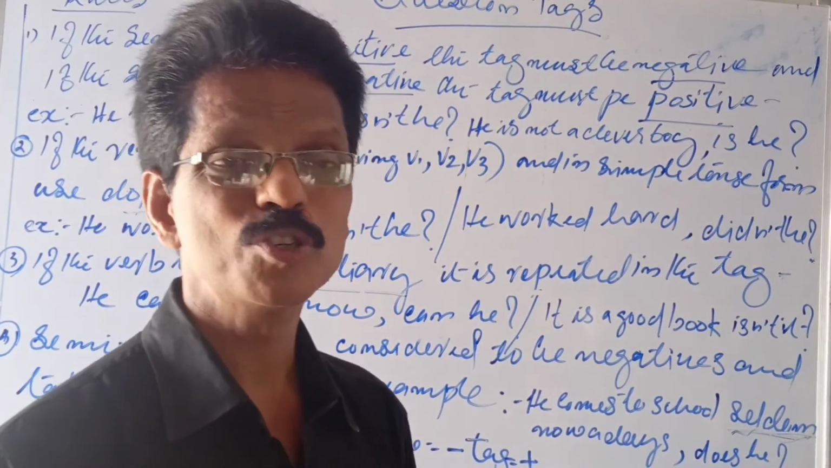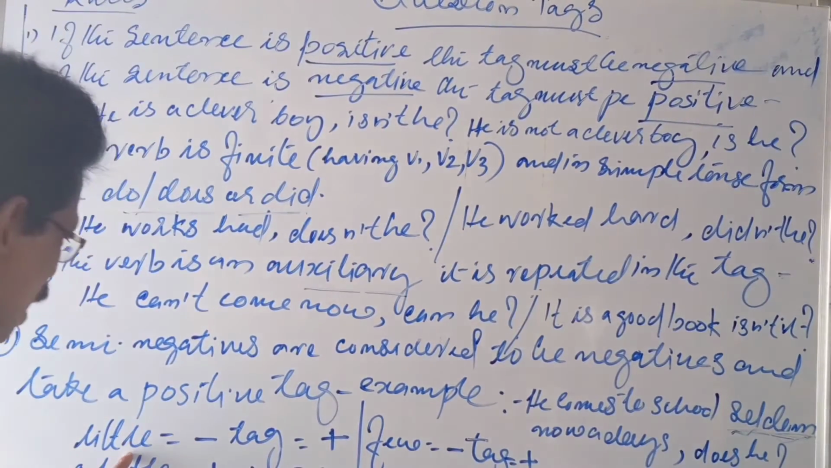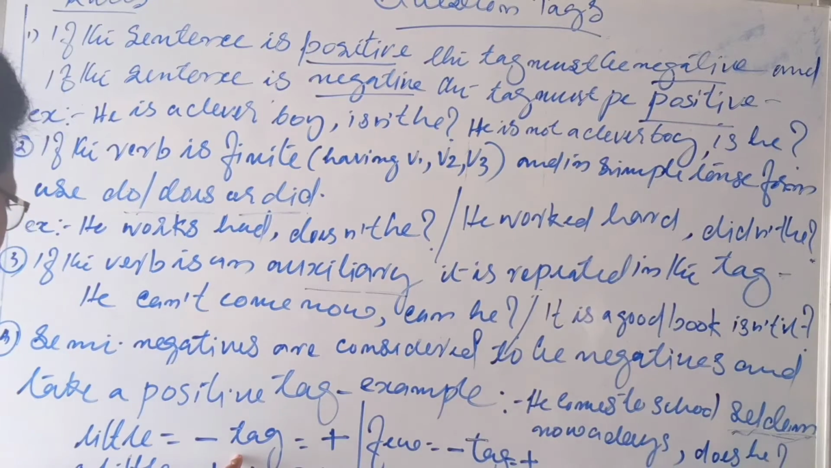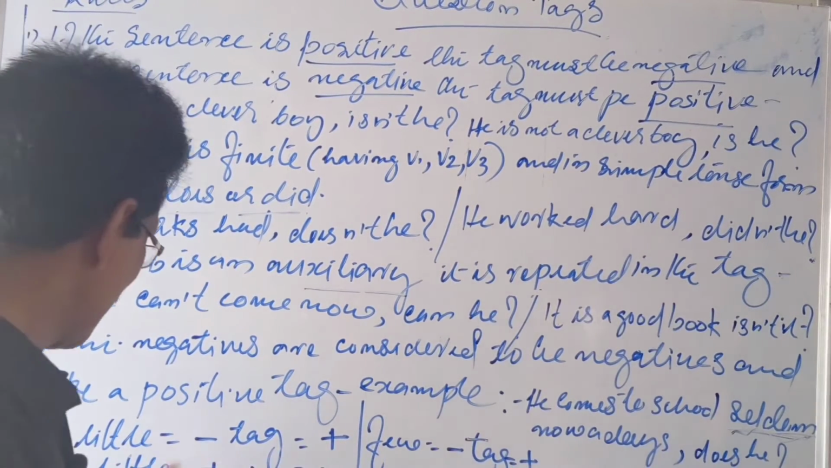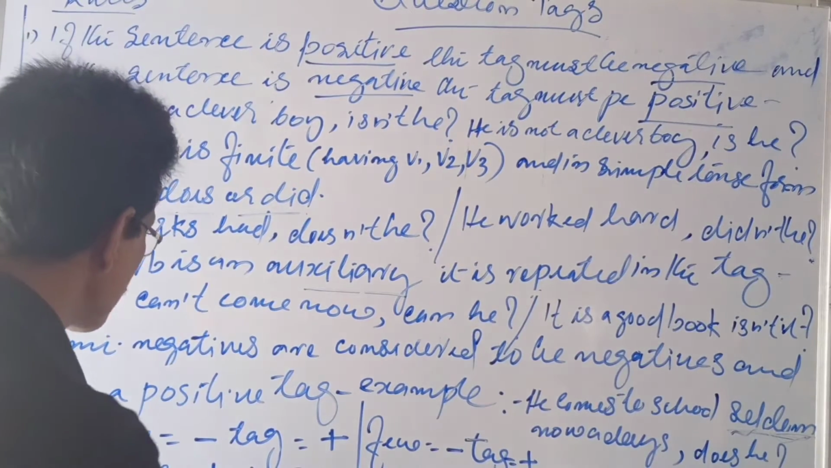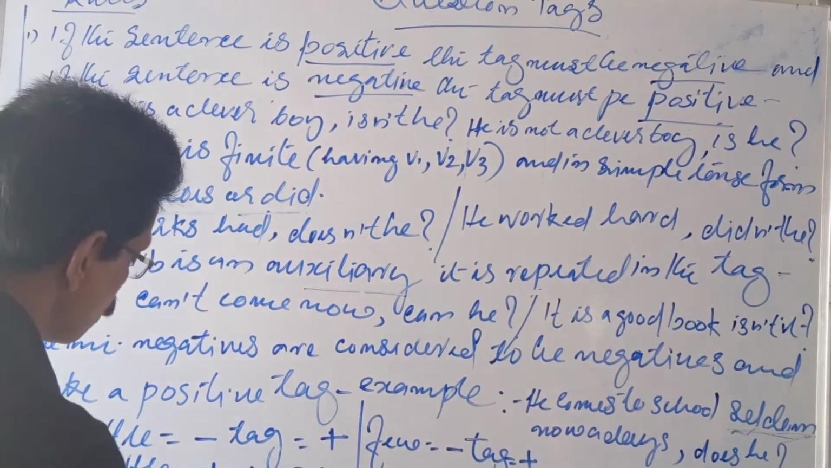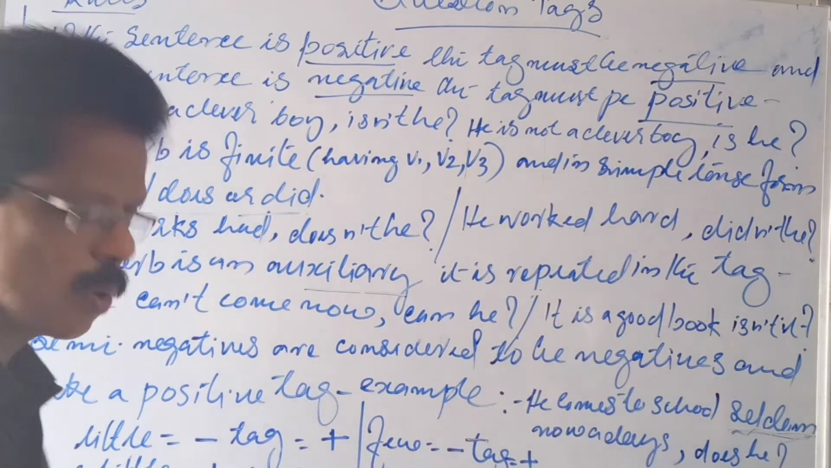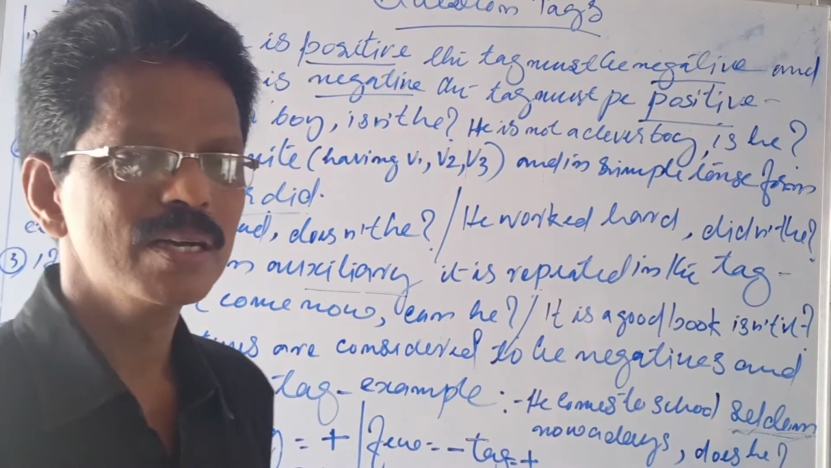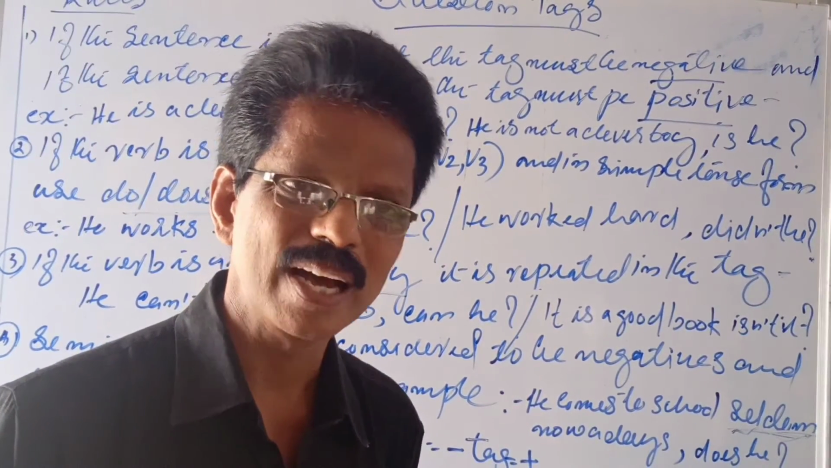Semi-negatives are considered to be negatives and take a positive tag. For example, a little is a positive, so the tag should be negative. Whereas with negatives, the tag should be positive. So semi-negatives are considered to be negatives and take a positive tag.